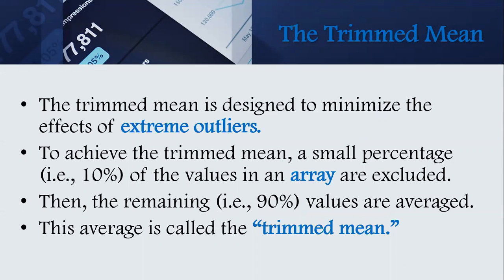The trimmed mean, on the other hand, is designed to minimize the effects of extreme outliers. To achieve the trimmed mean, a small percentage of the values in an array are excluded. Then the remaining values are averaged. This average is called the trimmed mean.